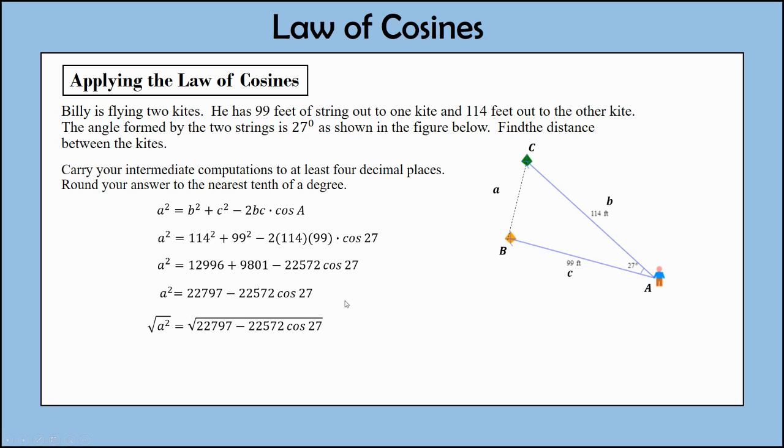So what I'm going to do now is do all of this at once in my calculator. I'm going to do the square root of parenthesis 22,797 minus 22,572 times the cosine of 27 and parentheses. I think you need a second parenthesis at the end of that to enclose it correctly. And then hit equals, and you should get your answer all at once. This is the most accurate answer we can get. So we now know that the distance between these kites has to be 51.8 feet, based on our measurements here using the law of cosines.